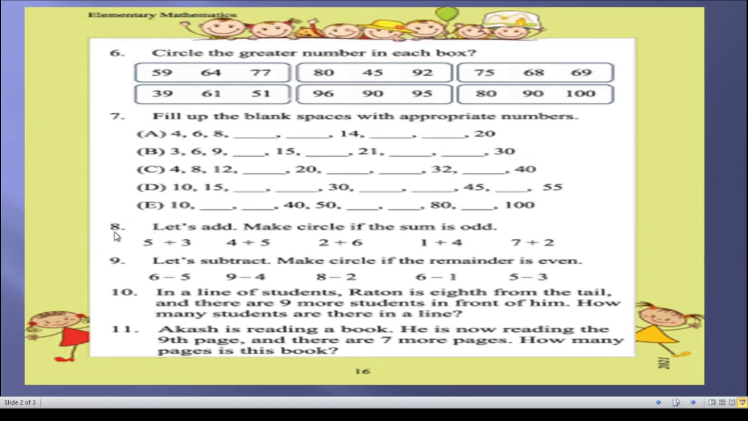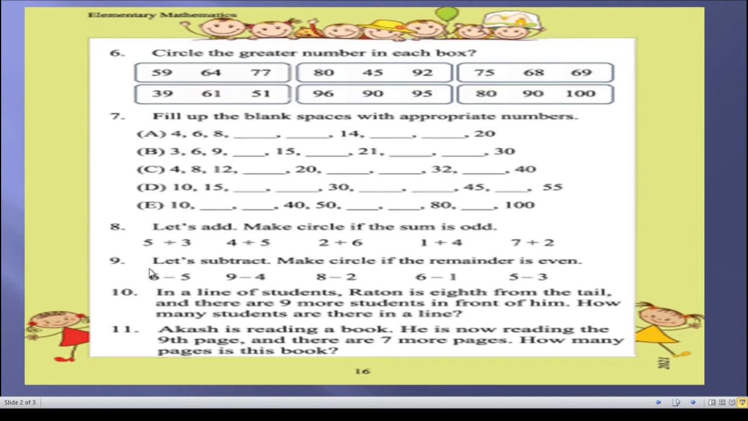So in question number 8, the author asks us, or the author says, "let's add." Add means jog. "Make circle if the sum is odd." Odd means bijor. So we should find the summation. We should add the numbers which are mentioned there. When we find the result, then we will try to find whether the number is odd or even. If odd, then we should make a circle. If even, then you should not make a circle. That is the simplicity of the question. That is the clarity of the question. I hope you all will understand me.